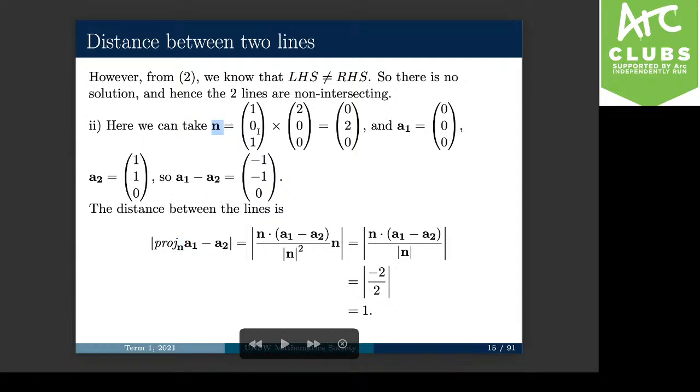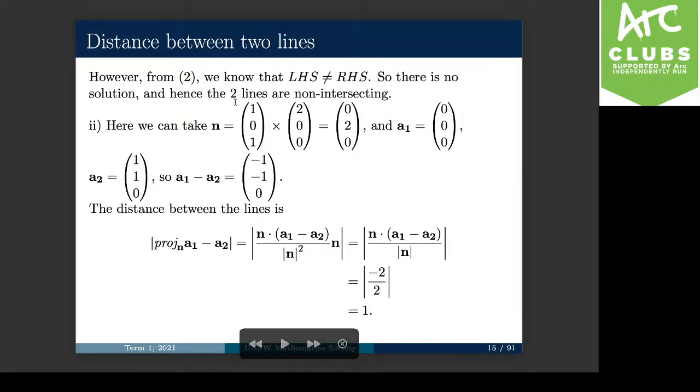The normal is just the cross product of the two direction vectors, (1, 0, 1) and (2, 0, 0). Applying the cross product, you get (0, 2, 0). Then A1 is just (0, 0, 0) and A2 is (1, 1, 0) as given, and we find A1 minus A2. Using the same projection formula and plugging the values in, at the end you get minus 2 over 2, and the absolute value is just 1.